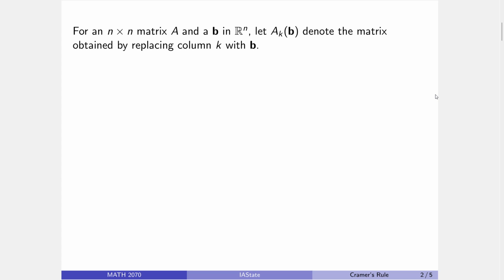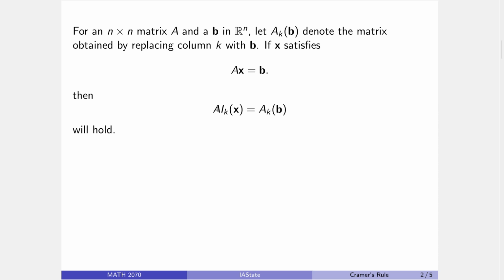So if you have an n by n matrix A and a vector b, we're going to let A sub k of b denote the matrix found by taking A and replacing its kth column with b. Now, if A times x is equal to b, then we know that multiplying A by the identity matrix, where the kth column has been replaced by x, will give us the matrix A, where the kth column has been replaced by b. Right, and it's pretty easy, hopefully, to see that.